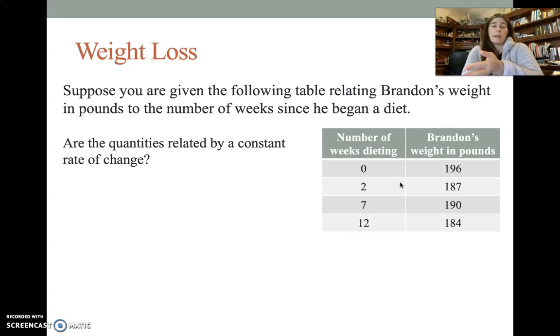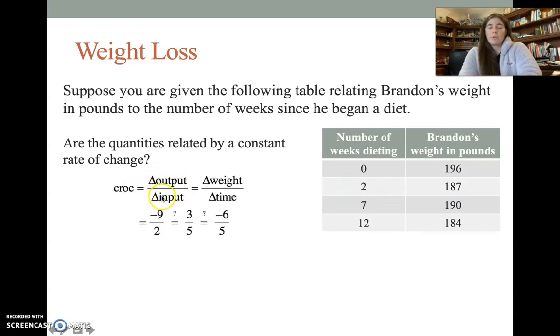If you didn't see that, you could do the math, and so you could find the change in output over change in input, so change in weight over time. So I could do 187 minus 196, which is where I get the -9. I could do 2 minus 0, I get 2. Right? I could find this change here, which is a +3 divided by 7, and then this change here, which is a -6 divided by 5. And so no, none of those are the same, so I can say not a constant rate of change.